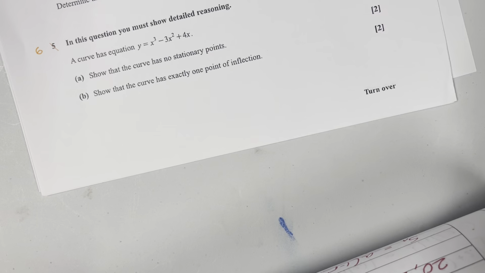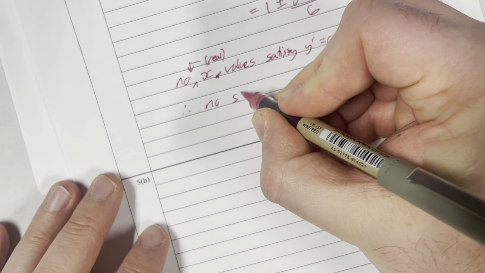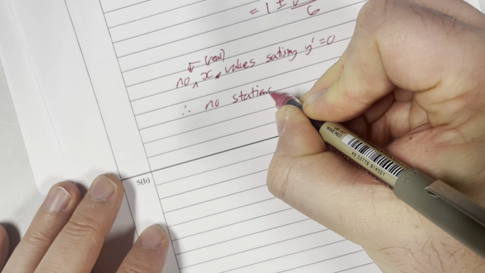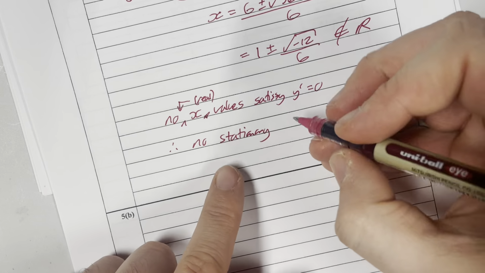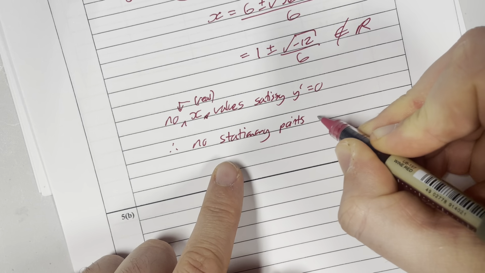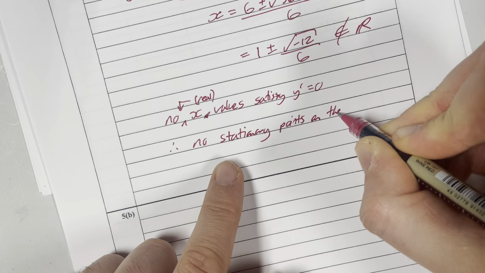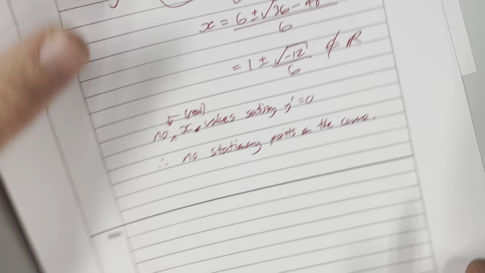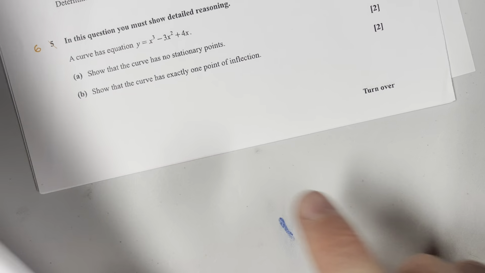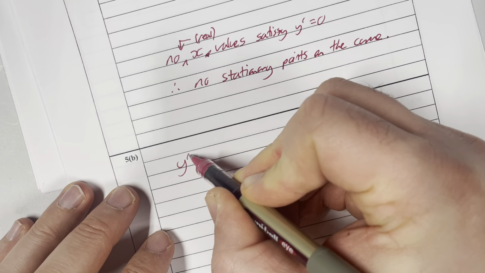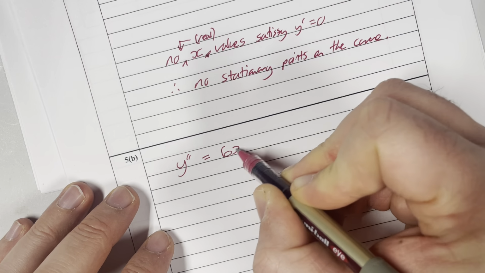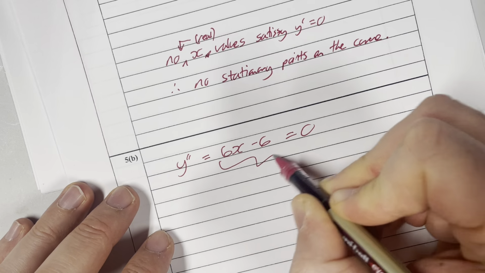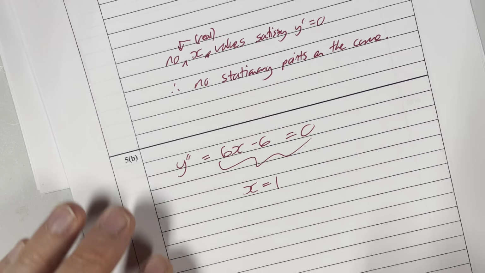Is that what the question wanted? Yes, no stationary points. Because that's what a stationary point is. A stationary point is where y primed is 0 on the curve. All right. And part B, show that the curve has exactly 1 point of inflection. So a point of inflection occurs when the second derivative is 0. So we're going to get 6x minus 6. And we get from the solutions there, x is 1.